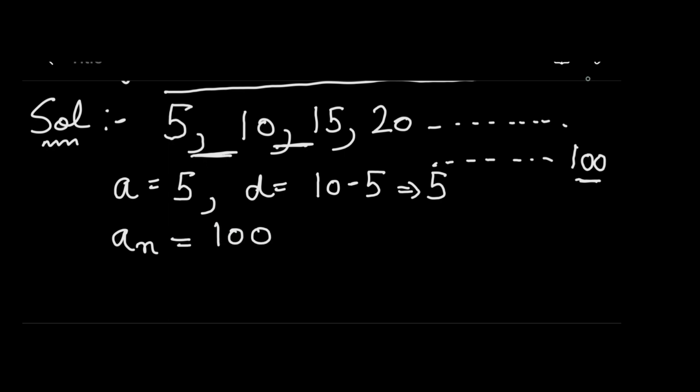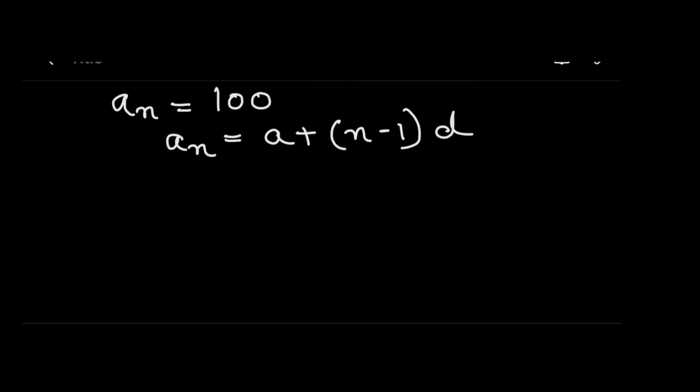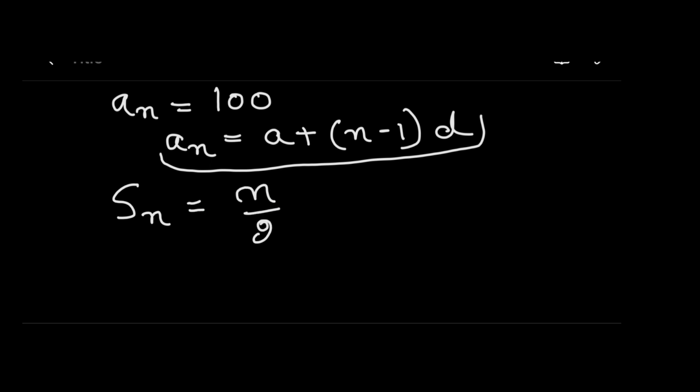As we know, the formula for the nth term is a plus n minus 1 d. But here we don't need to use that because we have to find the sum of the arithmetic progression. So the formula for the sum of the arithmetic progression is n by 2 into 2a plus n minus 1 d.